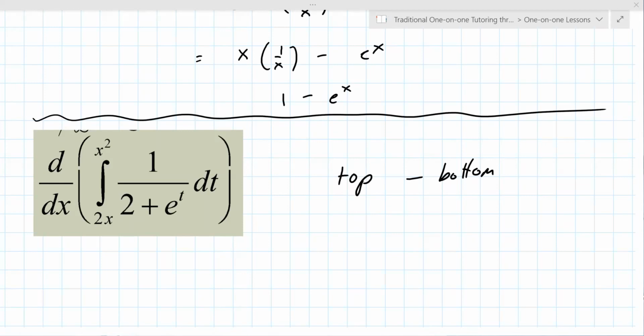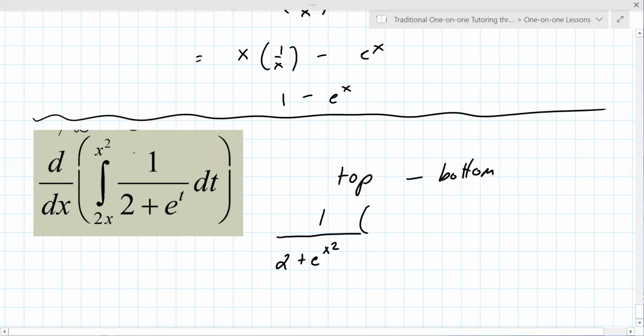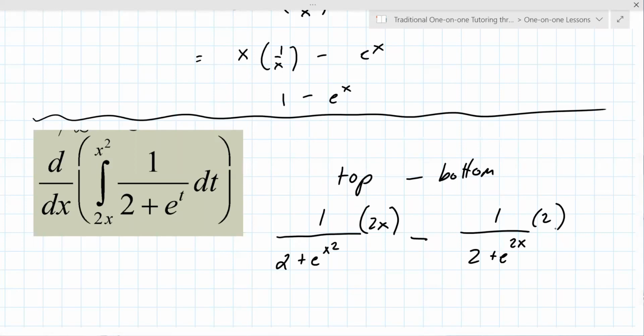So this one you don't have to multiply by the derivative, or you do? Oh, you always do. So this is e to the x squared times the derivative of x squared, which is 2x. Okay, and then the other one is just 2. So then that just becomes 2x over 2 plus e to the x squared minus 2 over 2 minus e to the 2x.